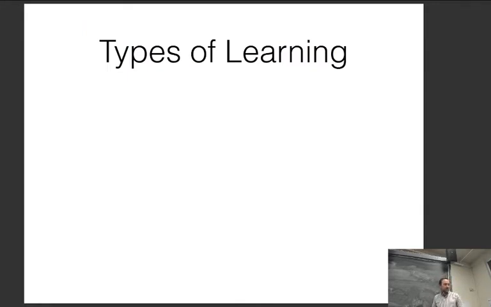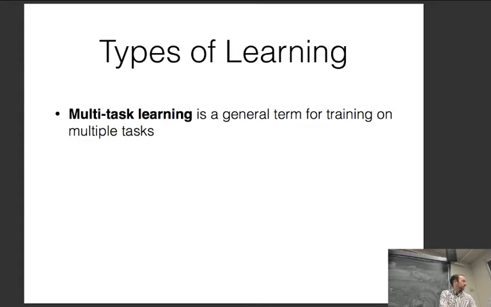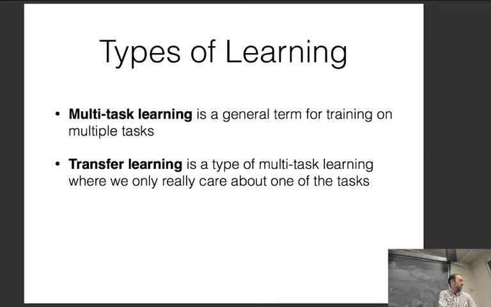And in terms of types of learning, just to get the terminology clear on the things that I'm going to be saying, multitask learning is basically a general term for training on multiple tasks. The definition of task can be a little bit vague. Transfer learning is a type of multitask learning, where you care about one of the tasks more than any of the others. So you might train on multiple tasks, but you only really care about a particular one of them.